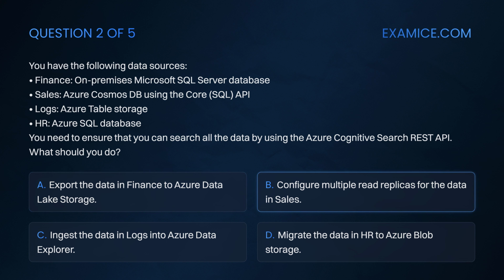Option A, export the data in finance to Azure Data Lake Storage. Option B, configure multiple read replicas for the data in sales. Option C, ingest the data in logs into Azure Data Explorer. Option D, migrate the data in HR to Azure Blob Storage.